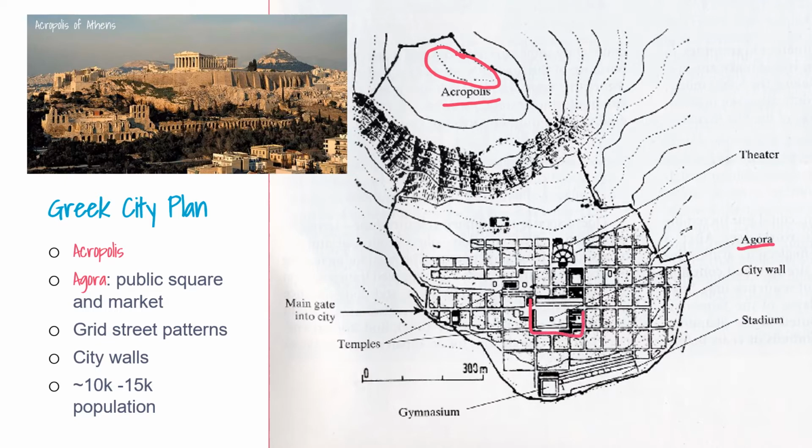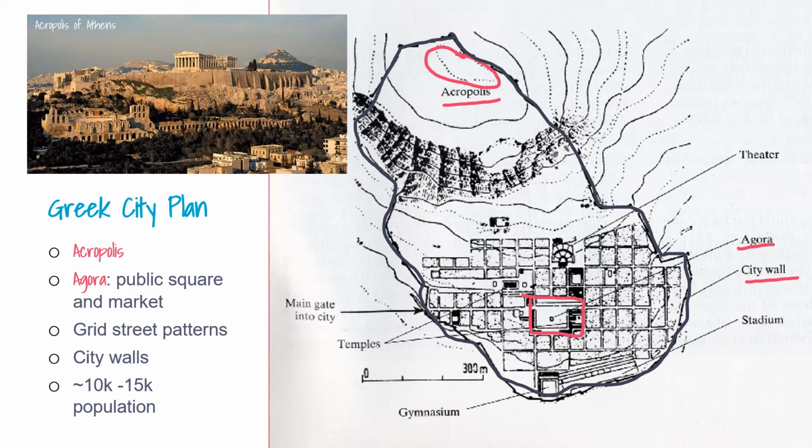Below the Acropolis is the location for Agora, which means public square and market. There are government buildings, temples, military quarters, and residential neighborhoods surrounding the Agora. The streets have a clear grid pattern. The city is protected by defensive city walls.